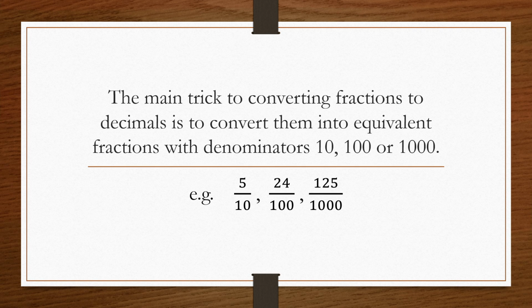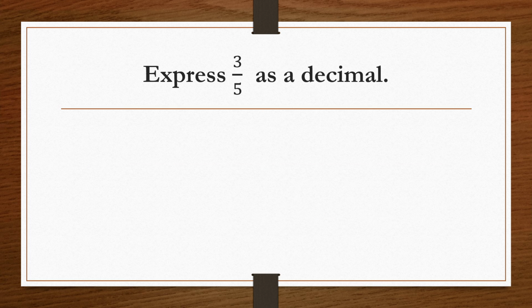Now the main trick to converting fractions to decimals is to convert them into equivalent fractions with denominators 10, 100 or 1000. So here are some examples of what I mean by a fraction with denominator 10, 100 or 1000. Now let's look at the first example. Express 3/5 as a decimal.